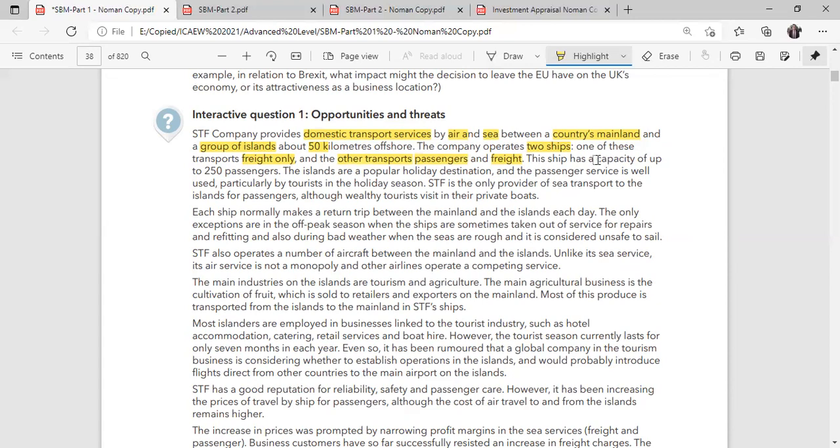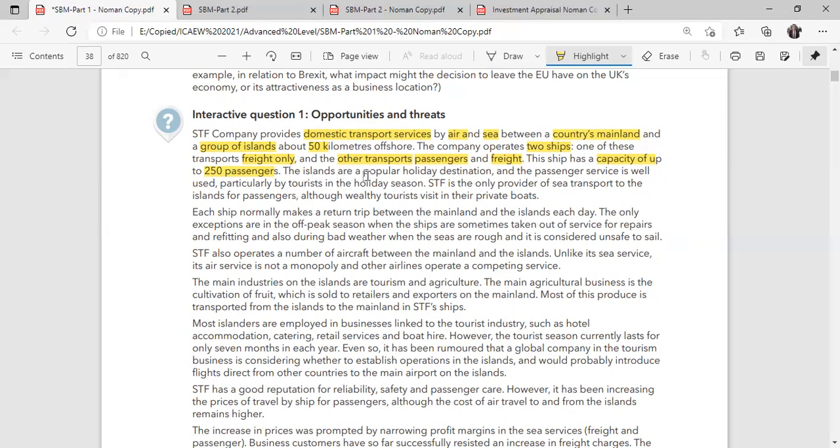The ship has a capacity of up to 250 passengers. So in one time, you can carry 250 passengers. Now we will see how many times in a day or how many times in a week your ship goes through this particular route. So how many passengers you can carry? What are different opportunities that could be available in this area?